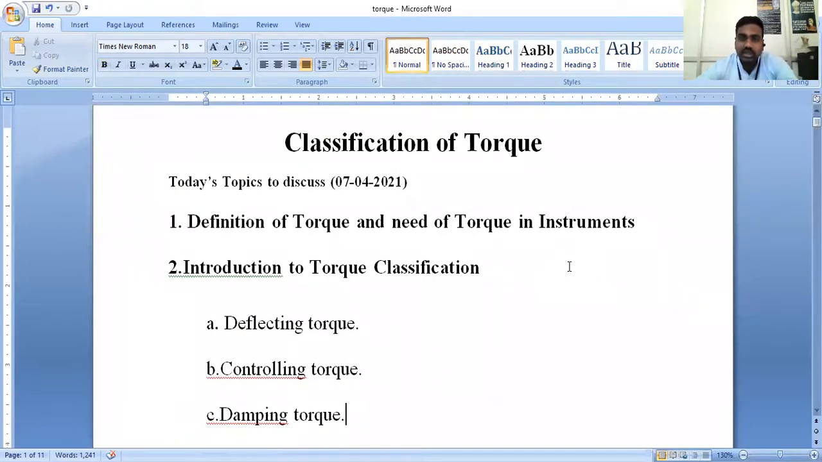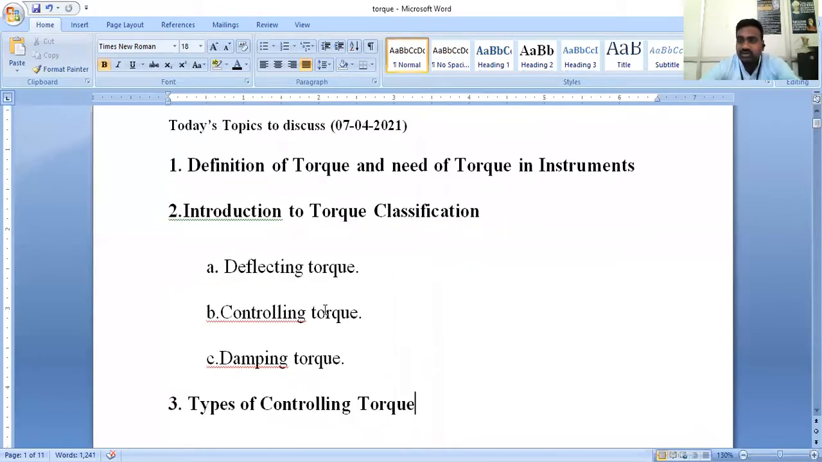In today's class, we will discuss the concept, that is, classification of torque. Before going to discuss the classification of torque, this is the brief introduction. We discuss the definition of torque, the normal standard definition of torque, and what is the need of torque in our discussion of instruments. And next we will discuss the introduction to torque classification. That means actual torque in an instrument is classified into three types: deflecting torque, controlling torque, and damping torque. We will discuss these three things in detail.